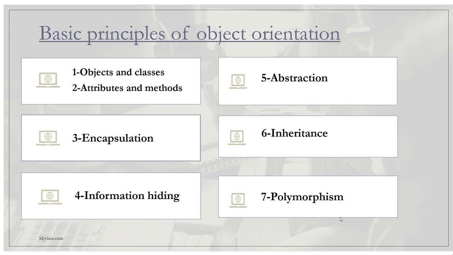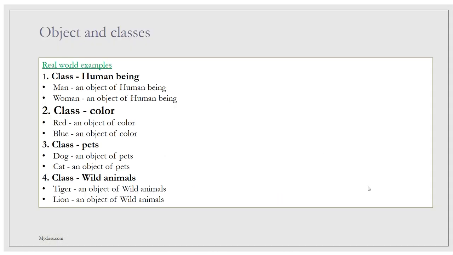Now we are moving to the basic principles of object orientation. What are the basic principles of object orientation? There are mainly 7 principles. First is objects and classes, second is attributes and methods, third is encapsulation, fourth is information hiding, fifth is abstraction, sixth is inheritance, and seventh is polymorphism. In the next slides we will explain all the principles in detail.